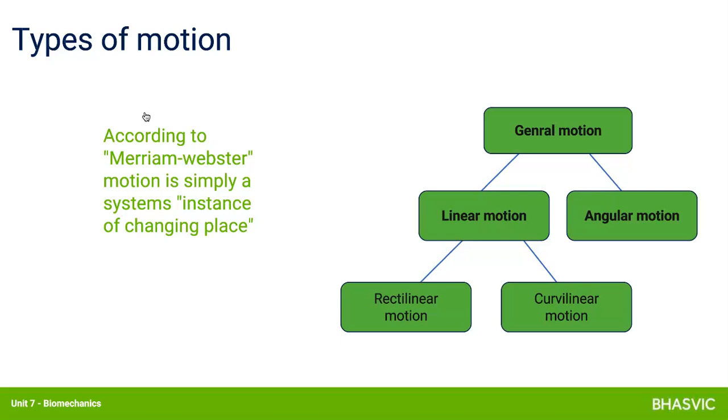So a simple overview of what motion is. Simply, as you can see in this definition, it's just the instance of an object changing place. So anytime that there is movement of a system going from one place to another, that is what we class as motion. So first off, we're going to cover linear motion.